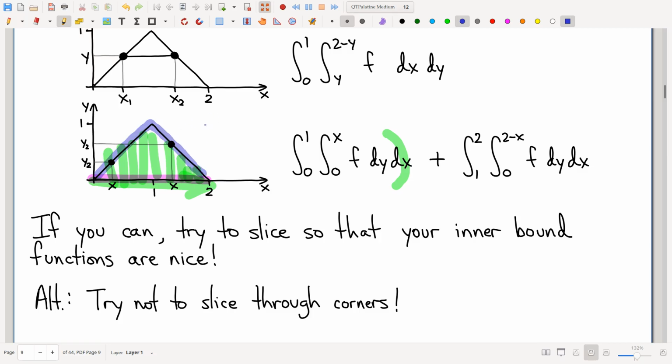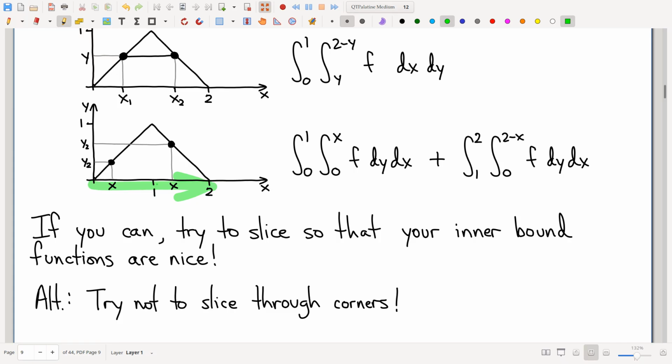And let's think about this curve now. This curve that I have in dark blue here, can I talk about the equation for this curve? Not really. It's two lines. On the left side, it's got one equation. On the right side, it's got a totally different equation. So, bummer, right? In order to deal with this, I can't just naively say, okay, well, x goes from 0 to 2. Because that puts me in a situation where I can't even find my inside y bounds, because the curve doesn't have an equation.